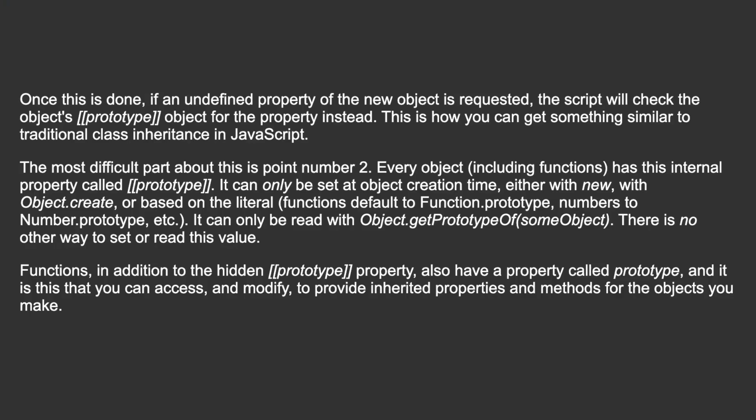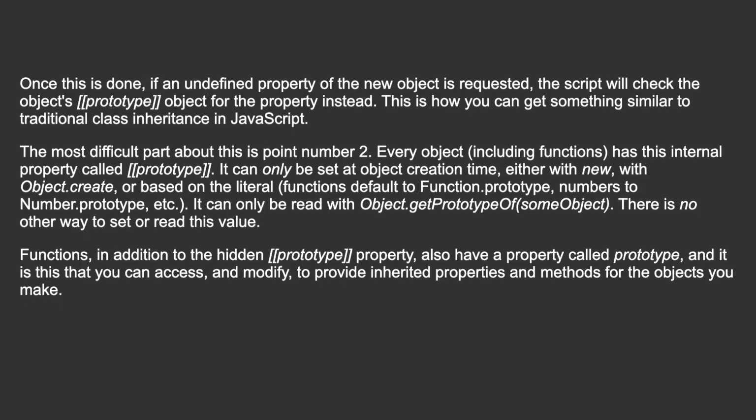Functions, in addition to the hidden prototype property, also have a property called prototype, and it is this that you can access and modify to provide inherited properties and methods for the objects you make.